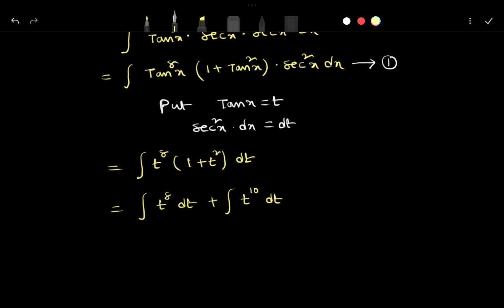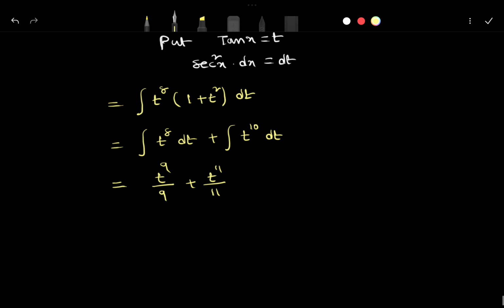So what is the integration of x to the power of n? X to the power of n plus 1 by n plus 1. So this value you can write as t to the power of 9 by 9 plus t to the power of 11 divided by 11. This is the value. But the question is given in terms of trigonometric functions, so now you replace the t value.